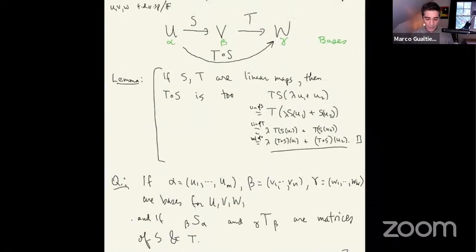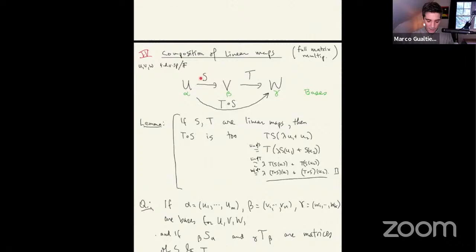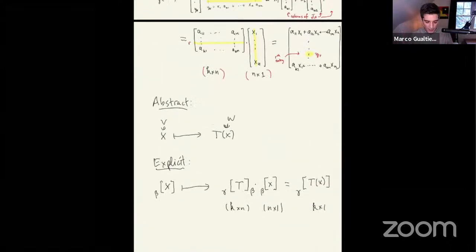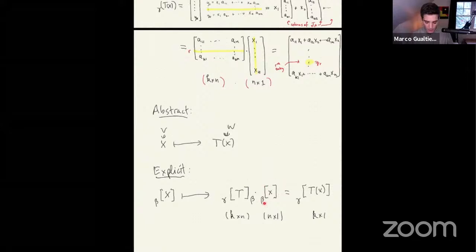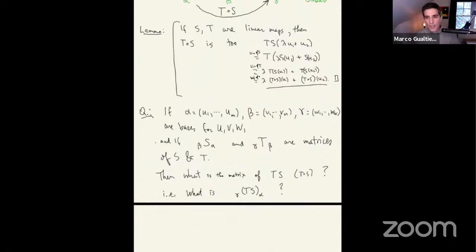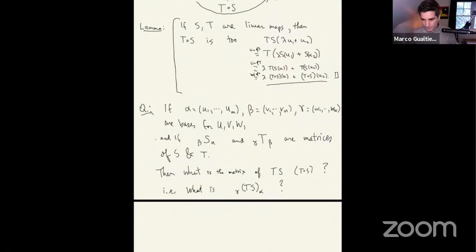I give you explicitly what S is, and I give you explicitly what T is. What is the explicit value of T composed S? That's the question, similar to before. If I give you the vector X explicitly, and the linear map explicitly, what is the explicit expression for the linear map applied to the vector? Same question here.